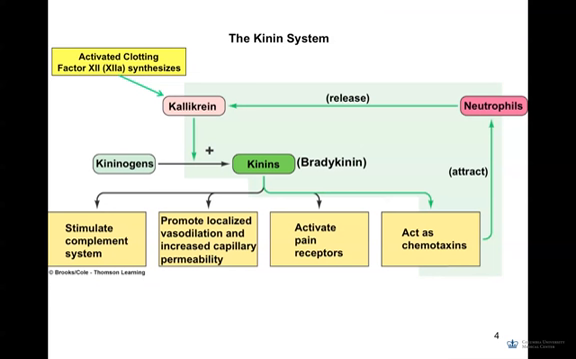Another plasma protein system is called the kinin system, and it also plays key roles in inflammation. The kinin system involves a group of plasma proteins that when inactive are called kininogens, and when active, we call them kinins. Bradykinin is a key kinin in this cascade. When the kinins are activated, they do several things to fight pathogens. Number one, they help stimulate the complement system. They make activation of complement more likely to occur.